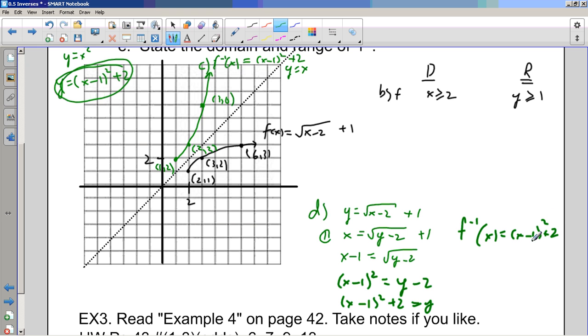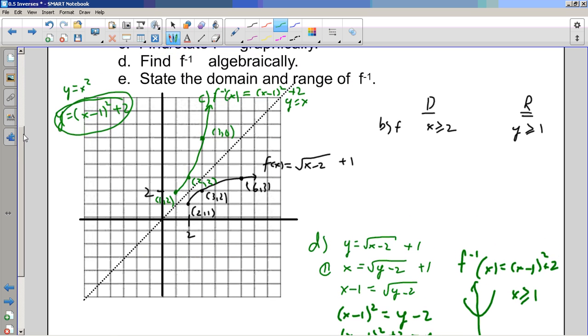Now there is a bit of a problem here. And the problem is, this is an entire parabola, right? This is both sides. So how do I say that I only want half? I only want half of this parabola. Well, I make the domain restriction that I only want half the parabola. I only want x is greater than or equal to 1. Half the parabola. And in fact, that's the second part here. State the domain and range of the f inverse. The domain is x has got to be greater than or equal to 1. And what's the range? Y has got to be greater than or equal to 2.